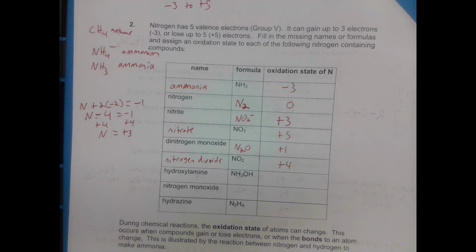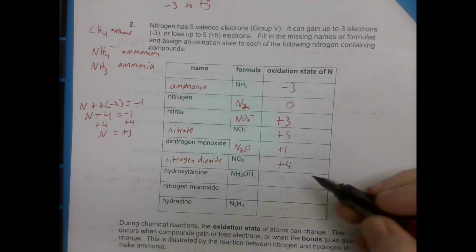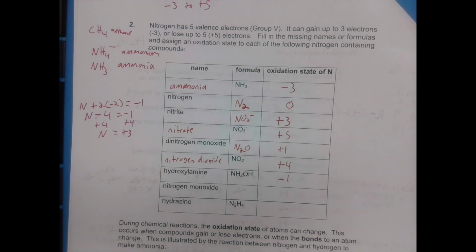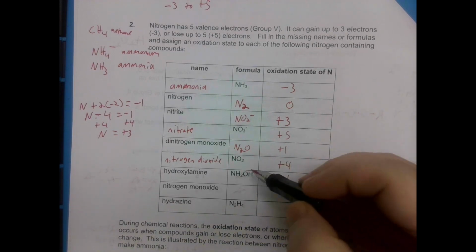Hydroxylamine. This is where we're getting to more organic chemistry that has its own different naming scheme for it. Okay, -1. It would be -1. So we have 3 oxygen.